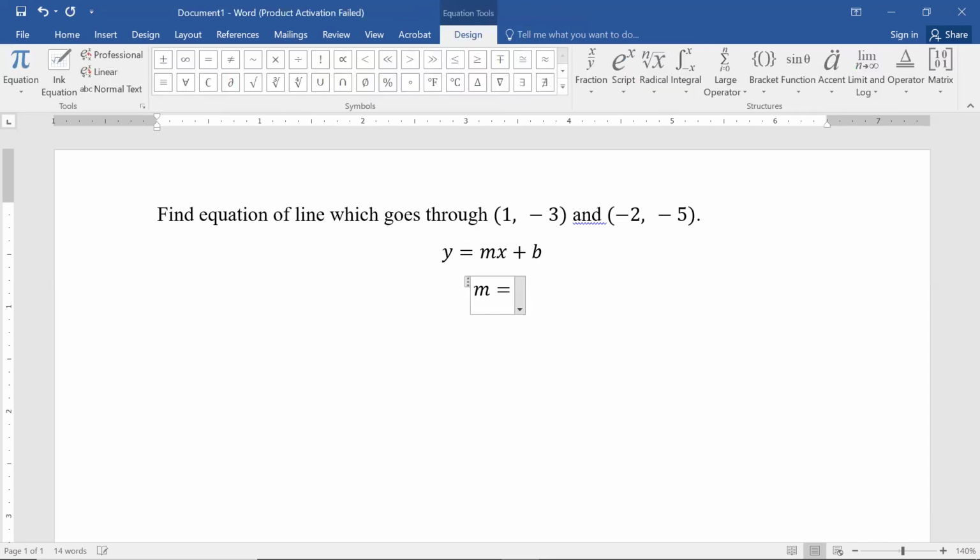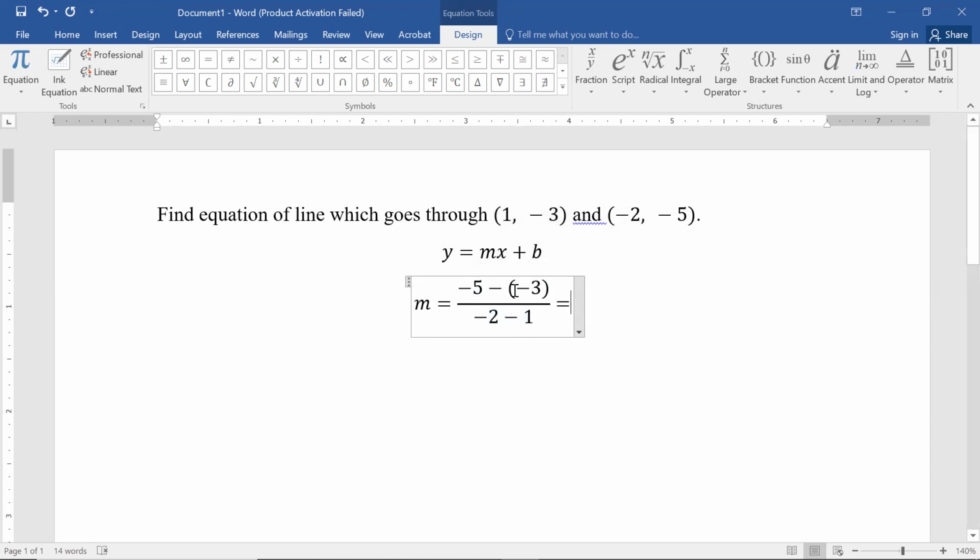So we use the slope formula, which is y2 minus y1: the y value of my second point, -5, minus the y value of my first point, -3, all divided by -2 minus 1, because that is the x value of my second point minus the x value of my first point.